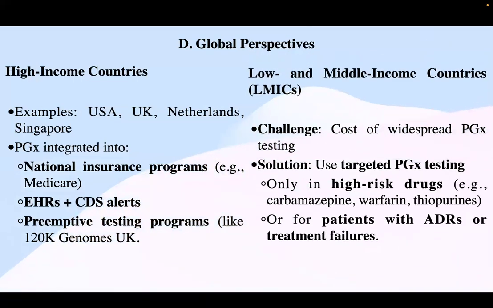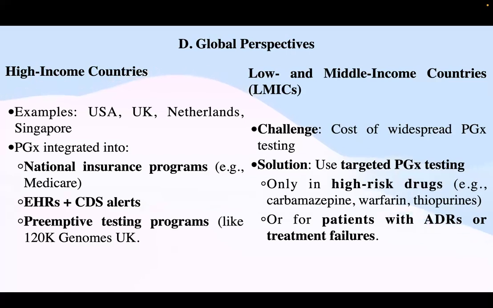On the other hand, we have low and middle income countries. The challenge obviously is cost. The cost of widespread PGx testing is very, very large. The solution is only one: use targeted PGx testing, only for the high risk drugs. That is what we can do nowadays.